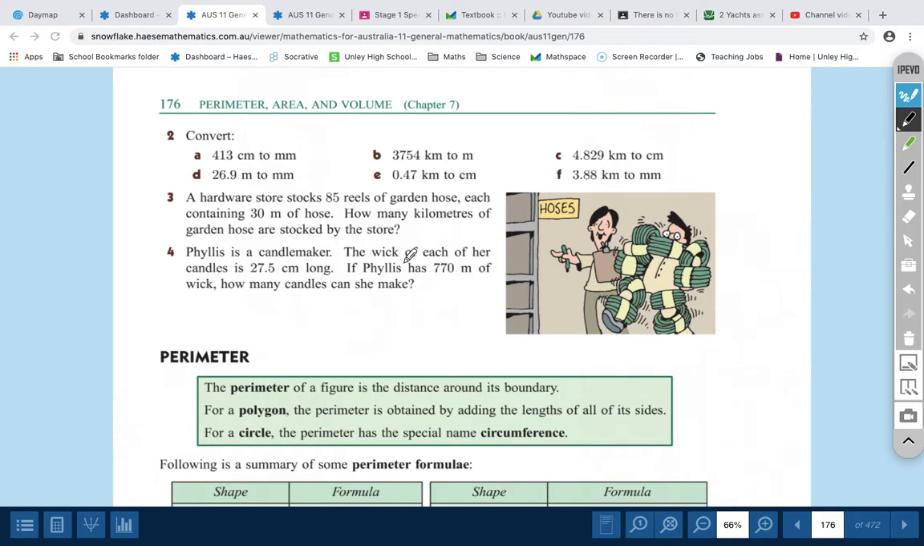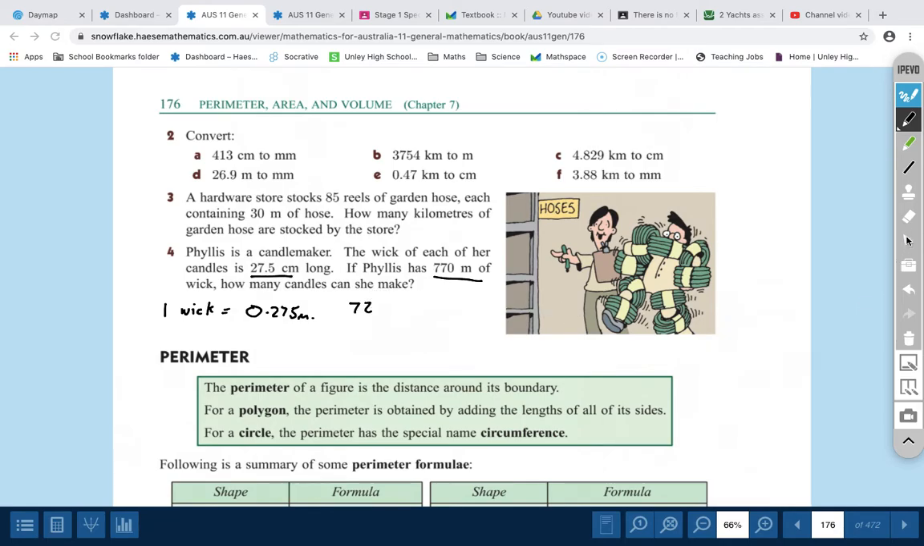Anywho, Phyllis has bought 770 metres of wick. Sounds like an awful lot of wick. For every candle, she only needs 27.5 centimetres. How many candles can she make? Now we've got metres here and centimetres. They need to be the same. I'm going to take the centimetres and say 1 wick equals 0.275 metres. But she's got 770 metres all up.